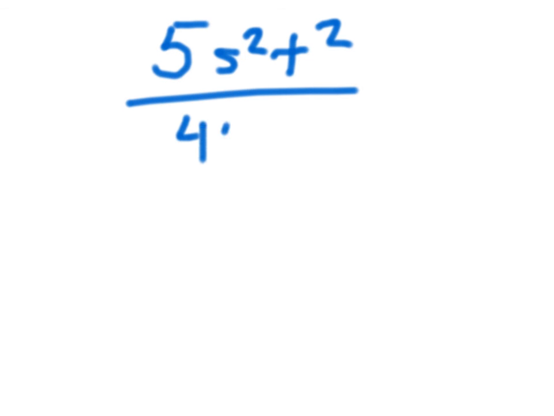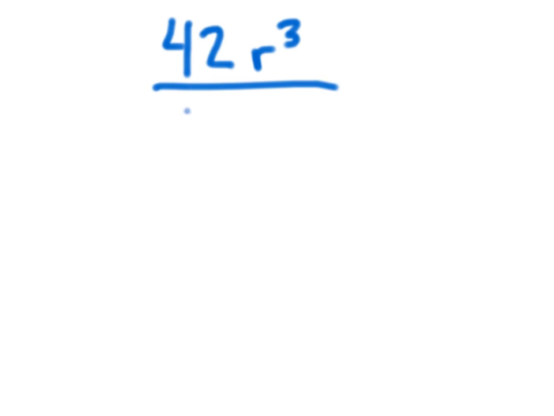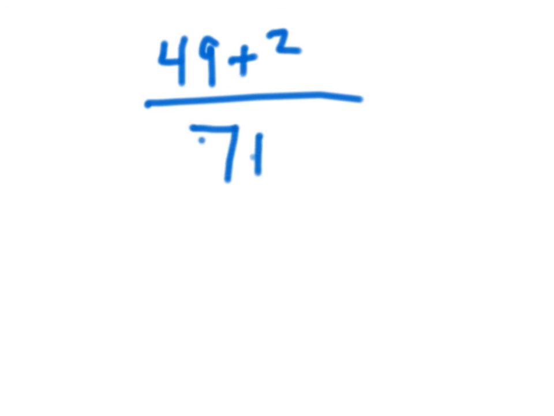Problem 2. 5s squared t squared over 40st. Again, email me the answer, but please do it all at once. Don't send me 4 different emails. And then let's try 42r to the third over 56r squared. Give that one a shot. And let's try one more problem. How about we do this one? 49t squared over 7t to the third.